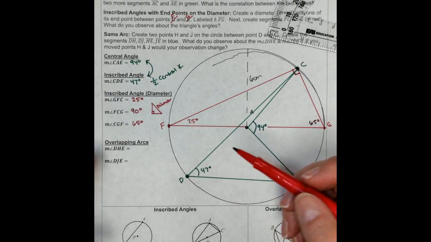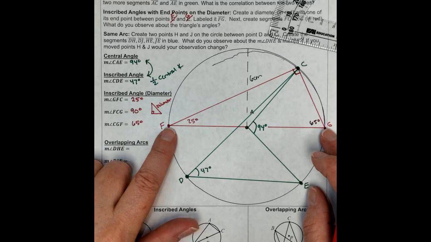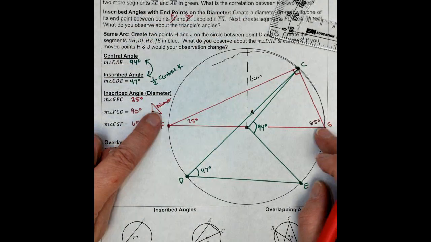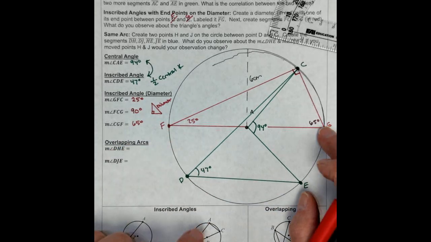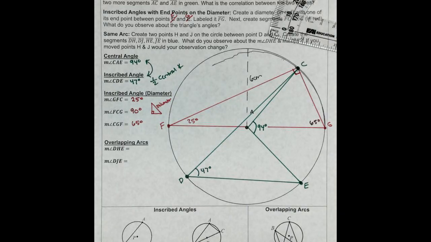But my inscribed angle can be any way you want to look at that. I can look at F, so here's my inscribed angle here. I can look at C, here's my inscribed angle. Or I can look at G, this is my inscribed angle here. Any one of those three can be an inscribed angle.